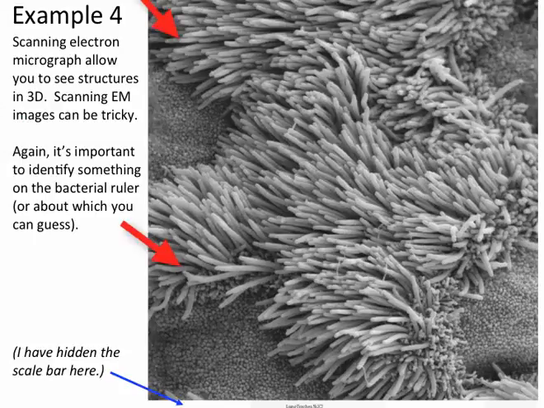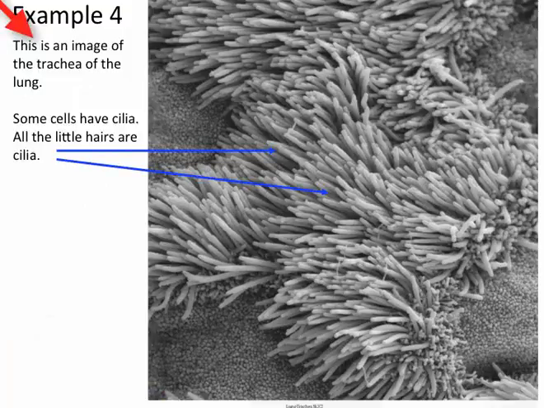This image is of cells in the respiratory tract in the lungs that have cilia. I've hidden the scale bar down in the lower left because I didn't want you to see it yet. Based on the caption that came with this cell, some cells have cilia. All these little hairs here are cilia, projections from the cell that can wave back and forth and help move mucus and particles out of your lungs.